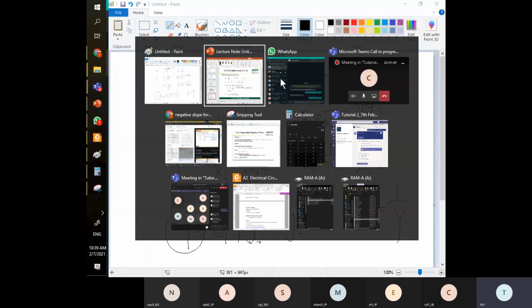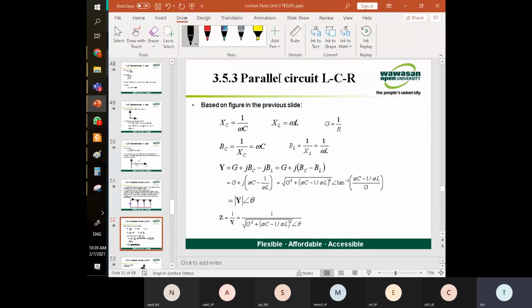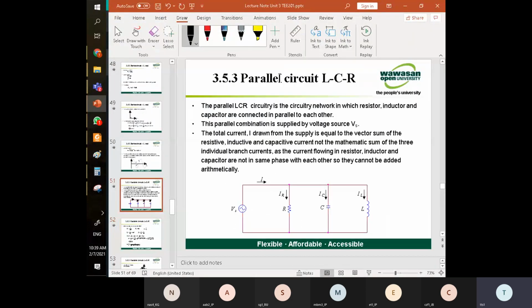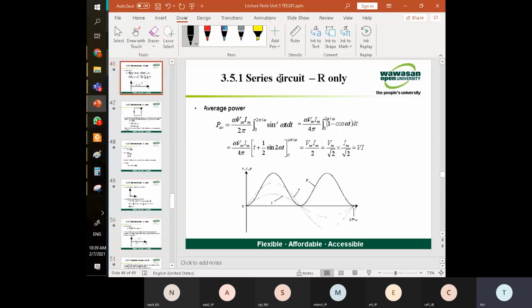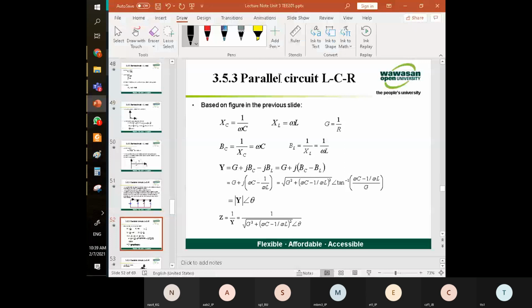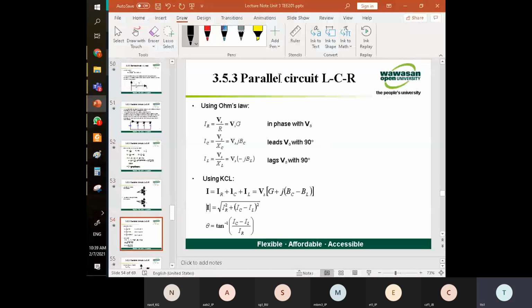That's why things get really complicated when you reach this topic. This is how to deal with this AC circuit. All the formulas, I think you can slowly follow here, like how to calculate the angle here: 1 over C minus IC over IL over IR.